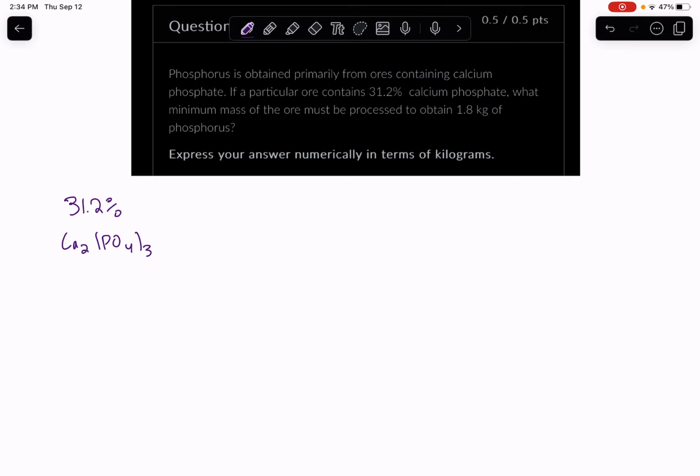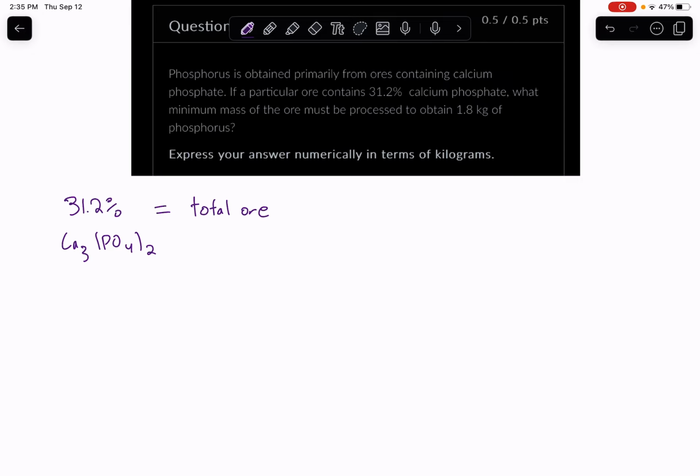Ca3(PO4)2. I'm sorry, I wrote that wrong at first. It's Ca3(PO4)2. Sorry, make sure you have those valence electron rules down. So that's what it is. And that is this 31.2% of the total ore.